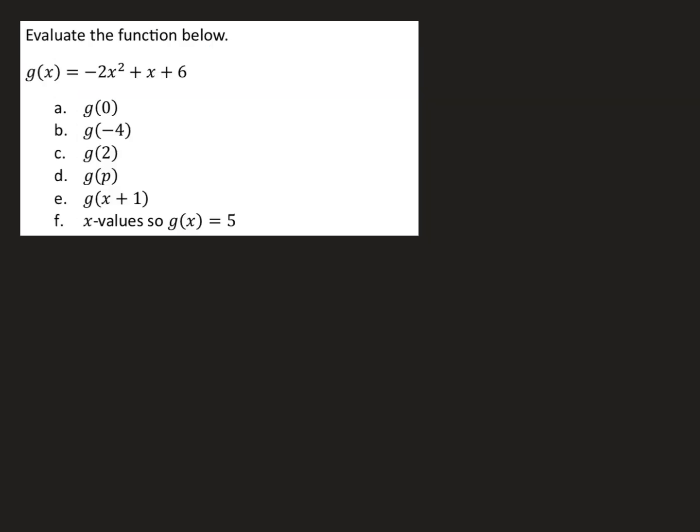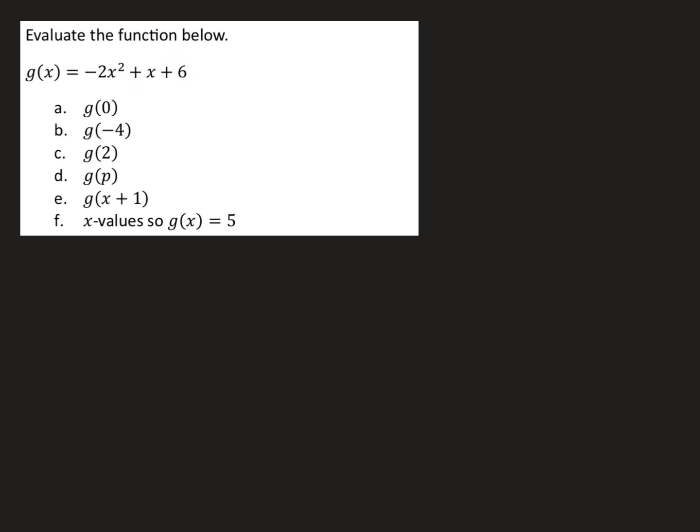Continuing with function basics, I will explain how to evaluate functions given the function equation. So here we call this function notation. The g is the name of the function and x is the variable that will be used on the other side of the equation. So we have g of x equals -2x squared plus x plus 6.